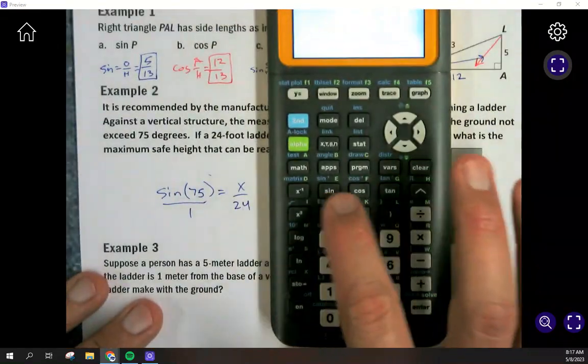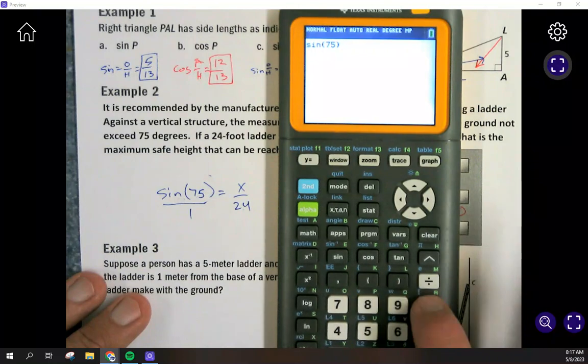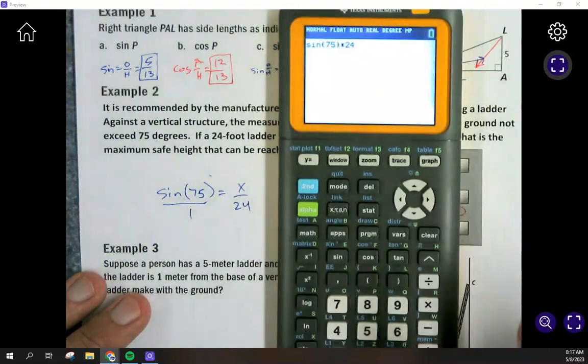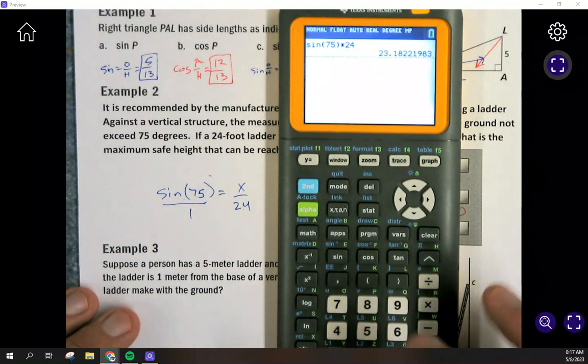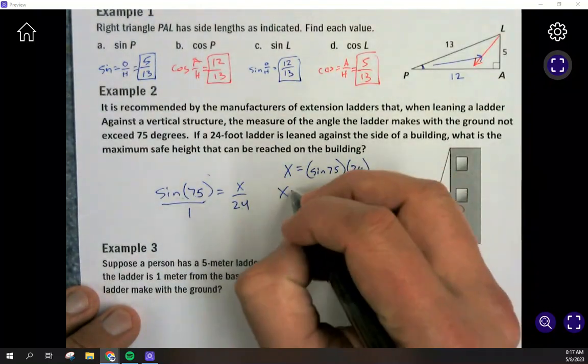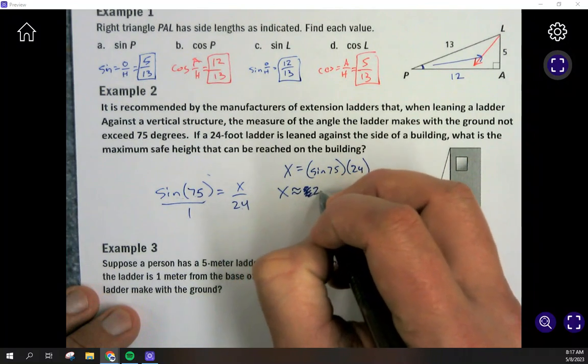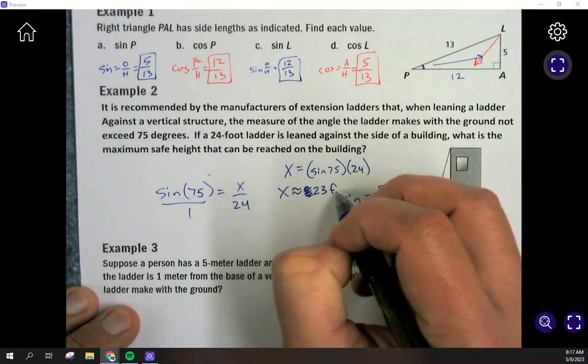You've got sine, cosine, tangent all next to each other. So sine of 75 times 24. Make sure you close the parentheses when you're multiplying. And that comes out to about 23 feet. So we're going to round that off, about 23 feet.